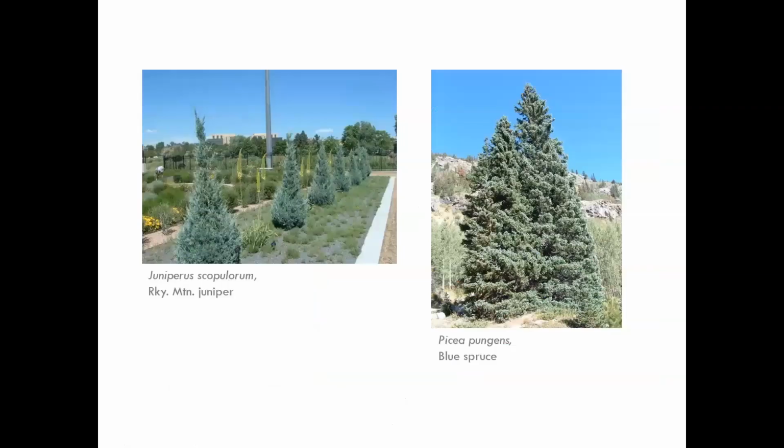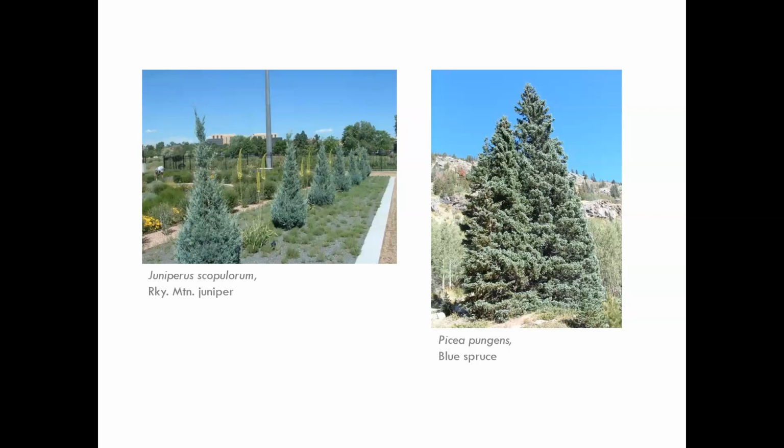Then a couple of our trees. So Rocky Mountain juniper on the left there is a picture from Centennial Gardens in Denver, which is a public garden that doesn't have all native plants, but does have a lot of them. And it's a very formal design. So again, just an example that you can have a formal garden with native plants.